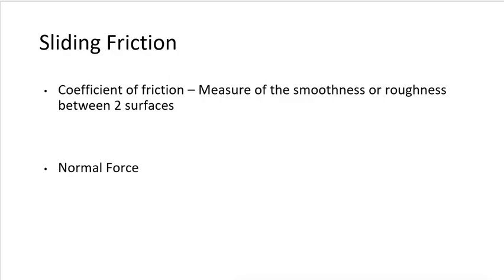So that's what coefficient of friction is. Coefficient of friction is the measure of the smoothness or roughness between two surfaces. So we can look up these values. You can just Google them and you can find them all over the place, but there isn't a coefficient of friction for one surface, because that's not what it's measuring. It's measuring the interaction between the two surfaces. One surface is sliding over the other.